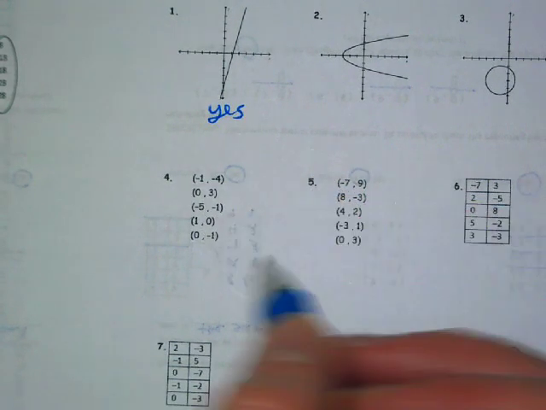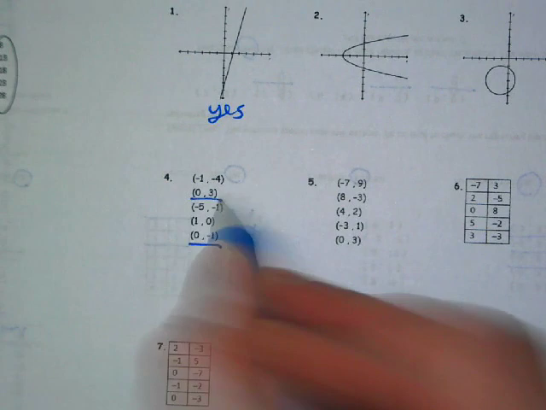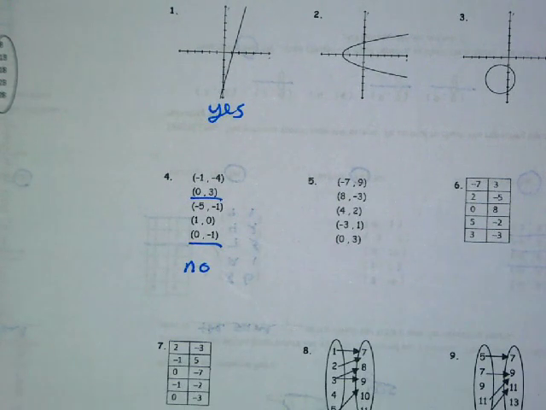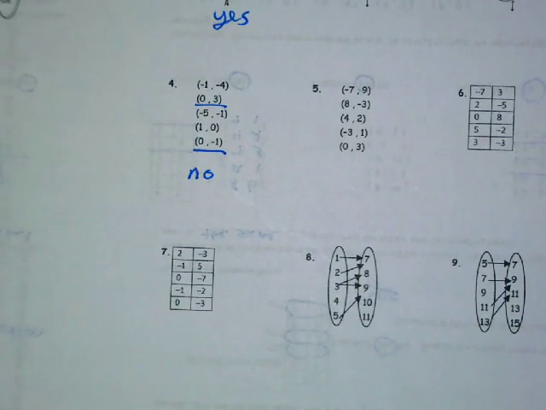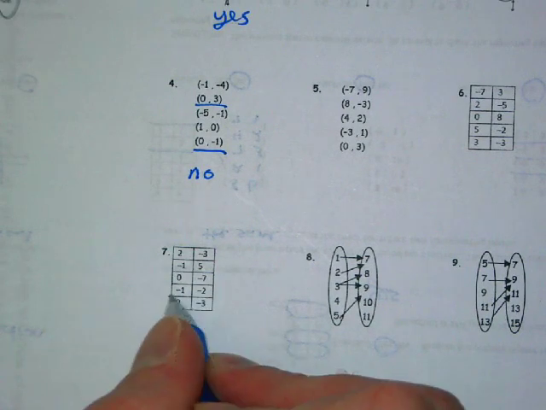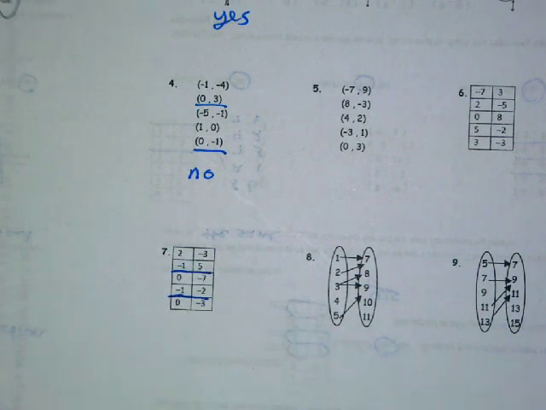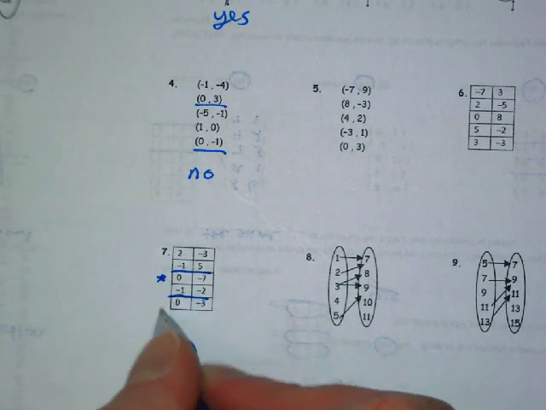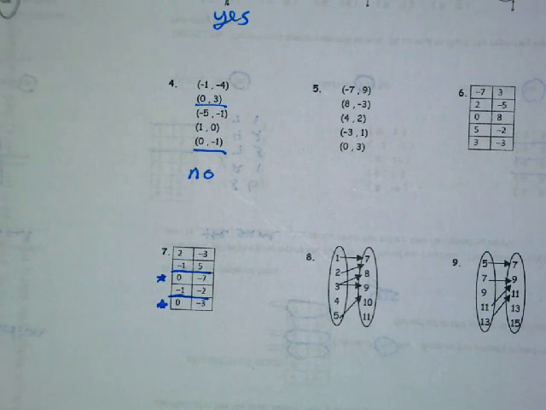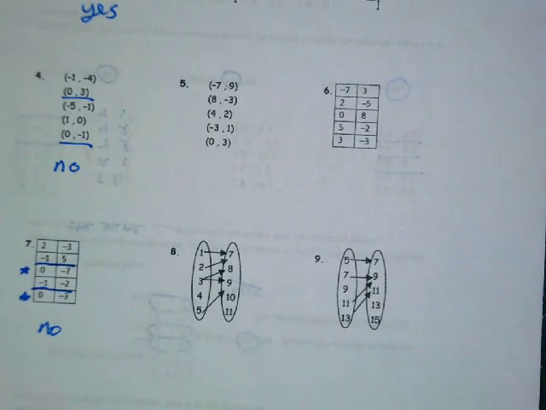If we go down to 4, any x's repeat? No. Wait, yes. Yeah, there are. 0, -1, 0, 3. So that is not a function. So that's a no. So this whole first 1 through 9, all you're doing is saying yes or no. If you go down to 7, yeah, it's actually got double repeaters, right? You got -1s, and then we also have the zeros, right? 0, -3, 0, -7. So that's definitely a no.